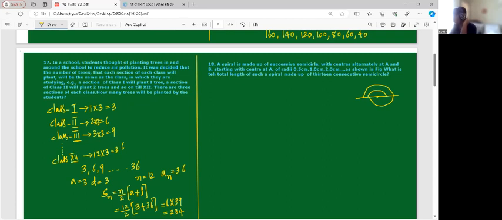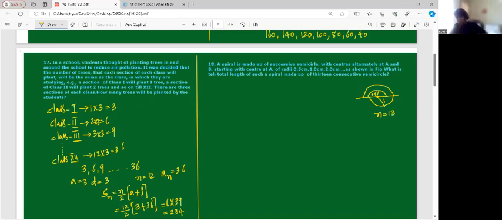First semicircle: the first radius is 0.5. Then the next radius of this circle is 1 centimeter. Similarly, another semicircle we are getting, which again is 1.5. As shown in the figure, what is the total length of such a spiral made up of 13 consecutive semicircles? So there are 13 consecutive semicircles. Very easy, n value is 13.